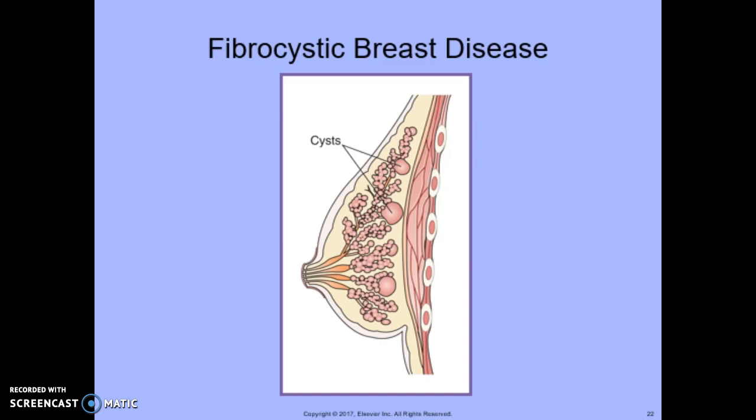Over time, these cysts can enlarge, and the connective tissue of the breast is replaced with a dense, firm, fibrous tissue. Now, although the risk of breast cancer is not increased with fibrocystic breast disease, the diagnosis of cancerous breast masses becomes more complicated because the breasts continuously feel lumpy because of these cysts.